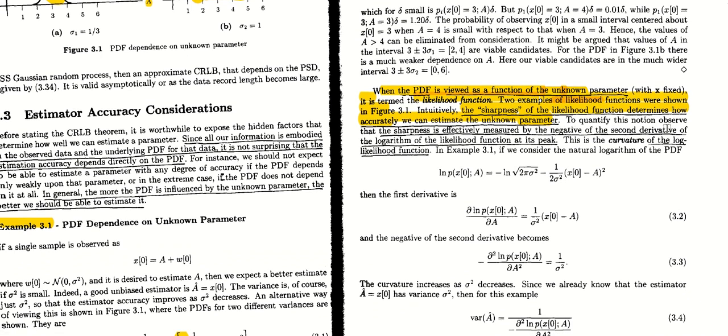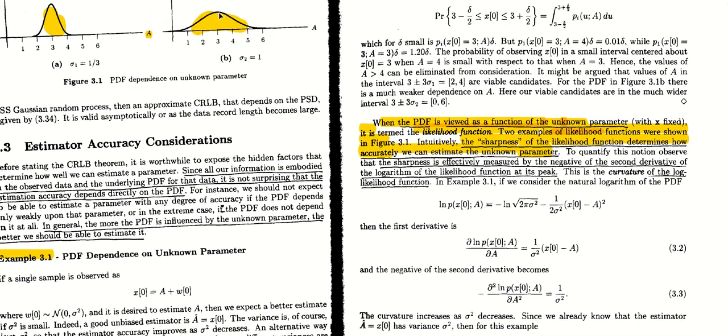So to quantify this, the sharpness is effectively measured by the negative of the second derivative. This is from calculus. 从微积分来的一个概念，就是 likelihood function 这里尖端的部分的尖端程度，就是二阶微分的负号取负号。Okay. So the logarithm of the likelihood function at its peak, this is the curvature, terminology of curvature of the likelihood function.